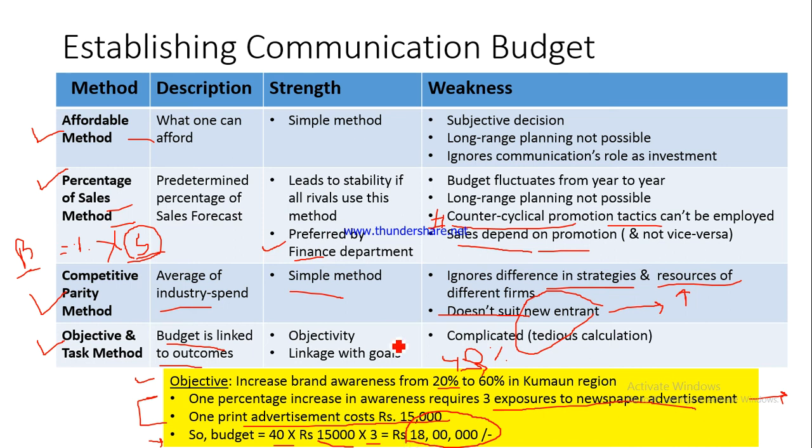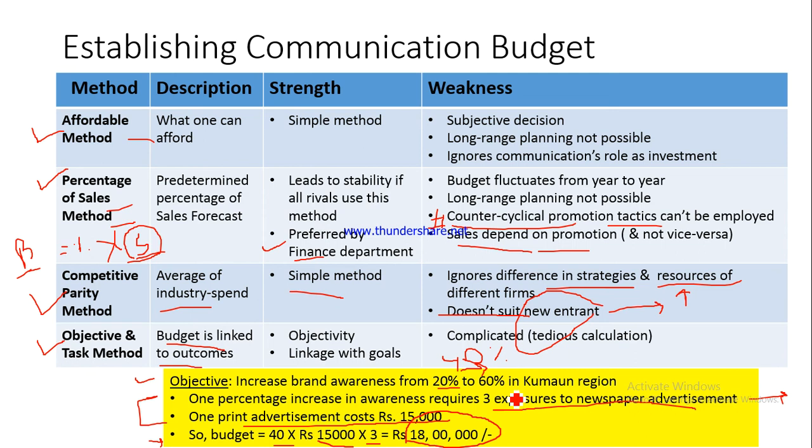Once we do this, we will be able to get 120 exposures, and these 120 exposures will lead to an increase in brand awareness from 20% to 60%. Now is this making sense to you? Right? So this is how we determine the budget in this particular method, but please understand that this was a very simplified version of the method.